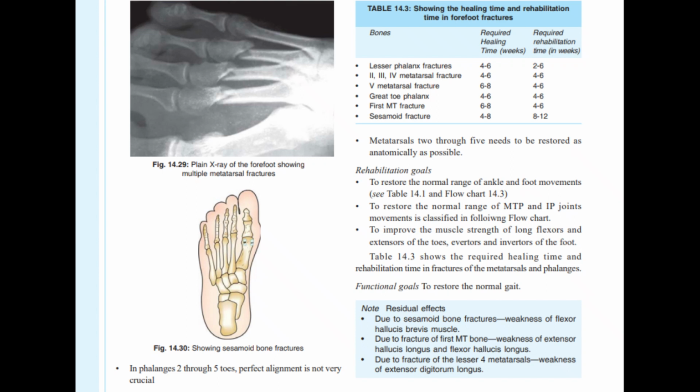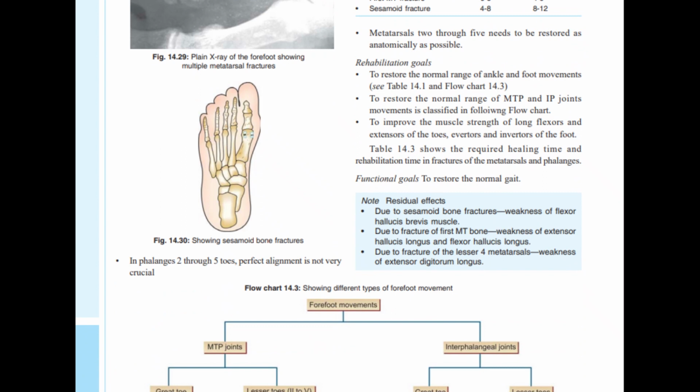Rehabilitation goals: to restore the normal range of ankle and foot movements, and to restore the normal range of movements of the MTP and IP joints. To improve the muscle strength of the long flexors and extensors of the toes, and the everters and inverters of the foot. The table shows the required healing time and rehabilitation time in fractures of metatarsals and phalanges. Functional goal: to restore the normal gait.